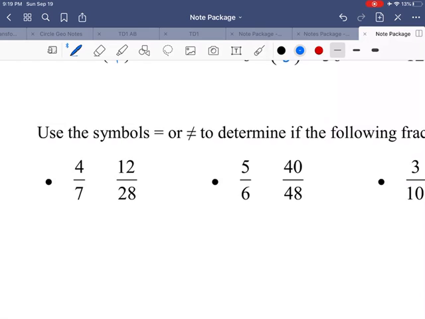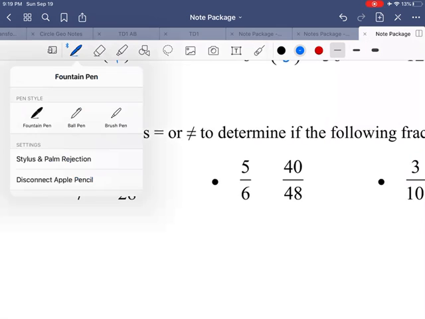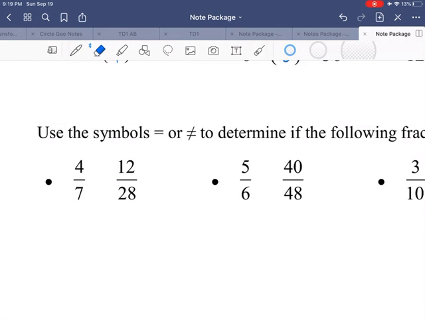Well, let's check. How do I go from 7 to 28? Or how do I go from 4 to 12? What do I multiply by? So if I multiply this by 3, I get 12. If I multiply this by 3, does that equal 28? No, it equals 21. So are they equivalent? No. So let's figure out which one is more.